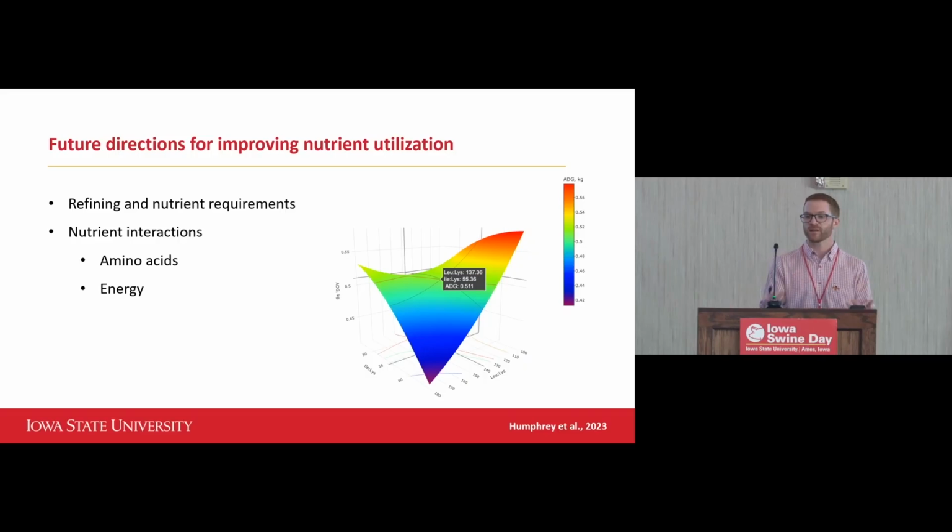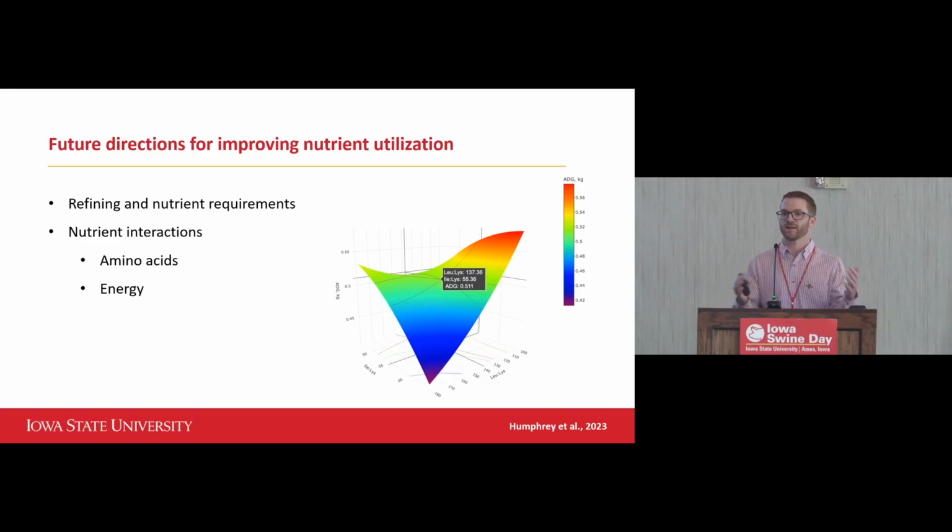We ended that respiration's a big loss, right? And so I wanted to talk just briefly about a couple examples that I think start to get at some of those questions we can start answering to help understand that process. And so some future directions. I think one of the biggest things we can do from a nutrient utilization standpoint is continue to refine our requirement estimates for pigs. Update the ones that are old and understand the ones that we don't understand at all, right?